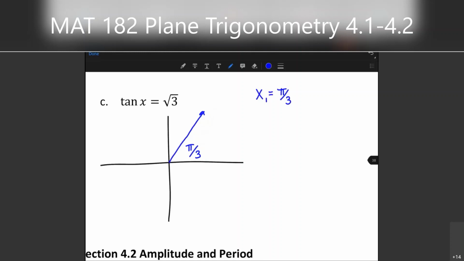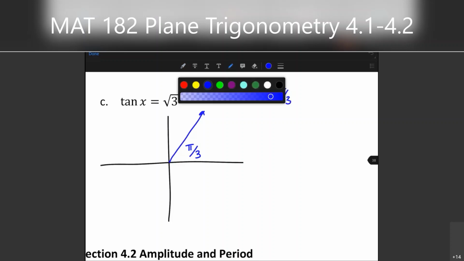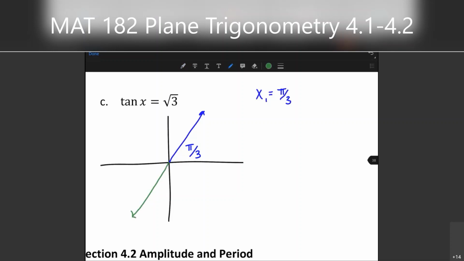Anyone else have a second solution? I found the second solution in the third quadrant. I got 4 pi over 3. Yeah. So if we pick that same reference angle and throw it here, all the way around here, this would be pi plus an extra pi over 3. So this angle x2 would be 4 pi over 3. Excellent. So there's our second solution.